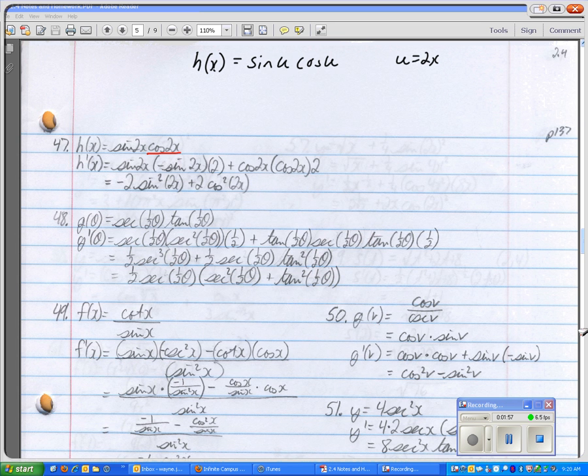Does that help for 47? Yeah, they then used another trig identity to go further. I'm really happy if you get this far. I'll be really happy if you get this. All right, sure.